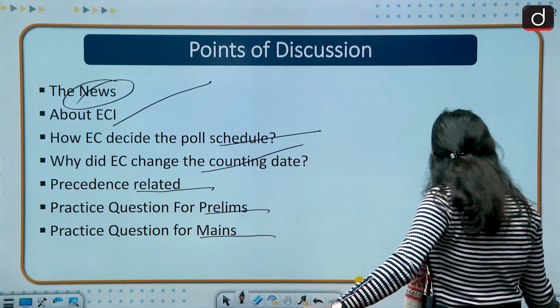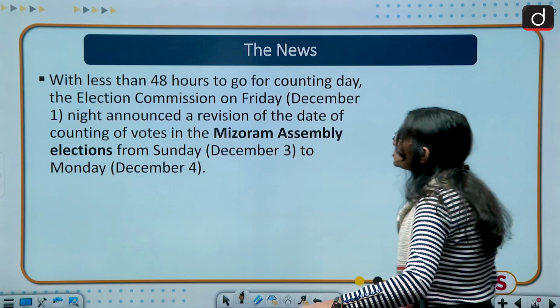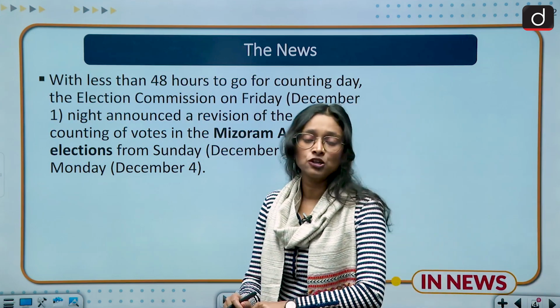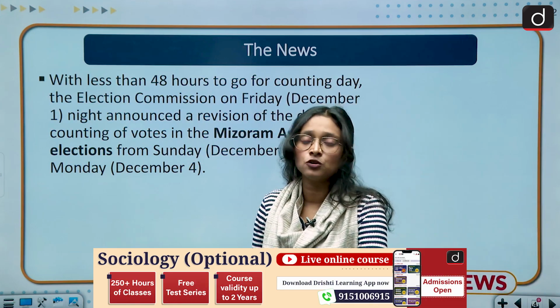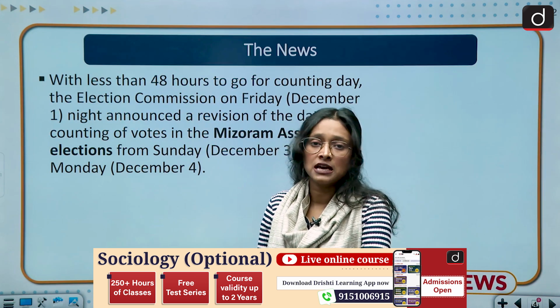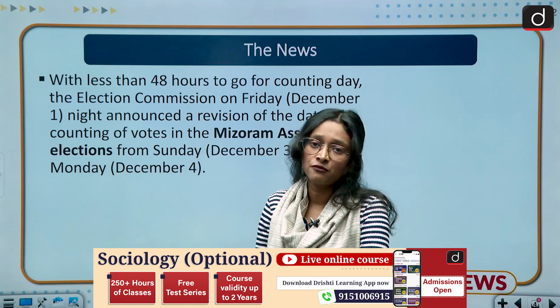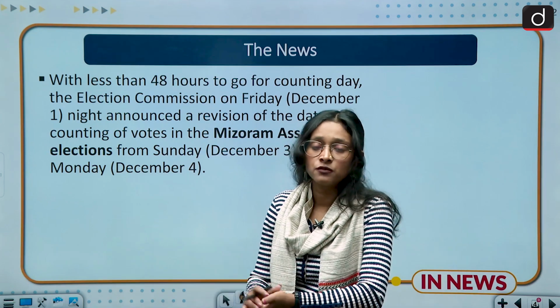So moving to the news part. Earlier the election counting date was scheduled for December 3, and for Mizoram also, and the last day we have seen that 4 states got their results, but it got changed to Monday, and why it got changed to Monday we'll discuss in a further slide.